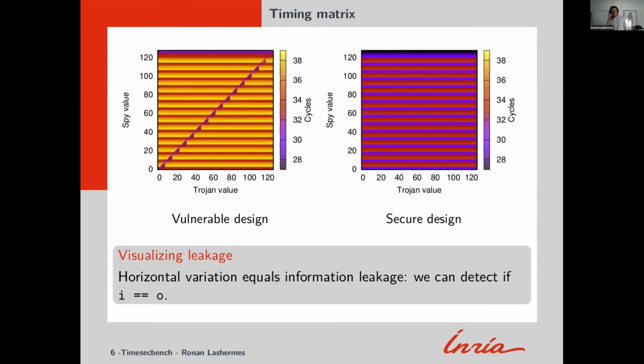With that, you can build what we call a timing matrix. You have probably seen this kind of diagram from the work of Weiser, which is similar to that. For all the Trojan values and all the spy values, you measure the associated timing. On the left, you can see a vulnerable design. You have horizontal variations, meaning that the spy can detect when the Trojan is encoding a value, and what value is encoded. On the right, you can see a secure design. There is no horizontal variation, or in other words, the spy value is independent from the Trojan values.